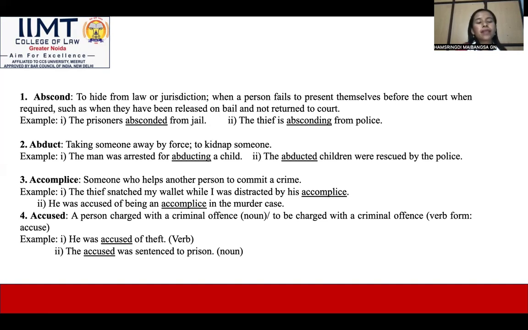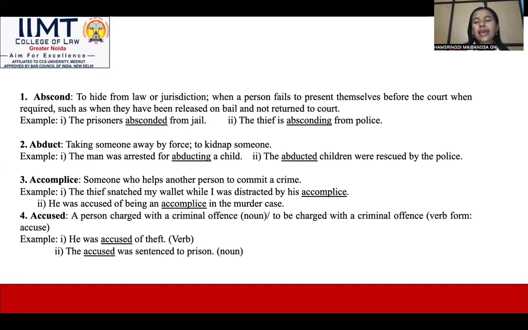For example, it can be used in a sentence such as the prisoners absconded from jail. Here, the word absconded is the past form of abscond. The next sentence is the thief is absconding from police. Here, the word abscond has been used in its present form.